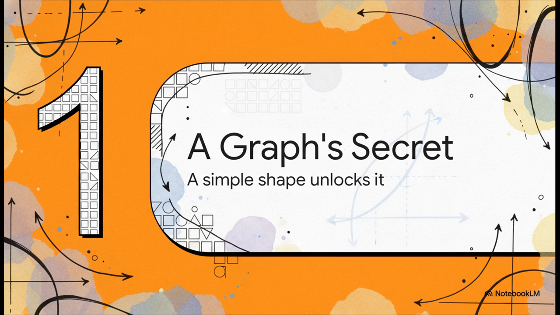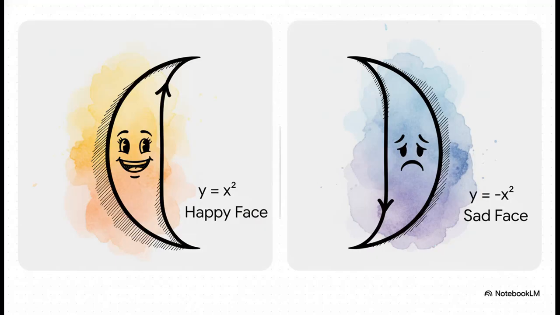So, how do we tackle these monster functions? Well, the secret isn't some brand new, super complicated formula. Nope, it's actually hidden inside a simple shape, something you've probably known about for years. You remember the parabola, right? Good old y equals x squared.